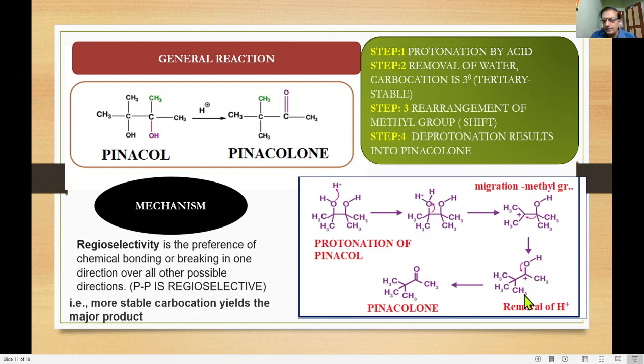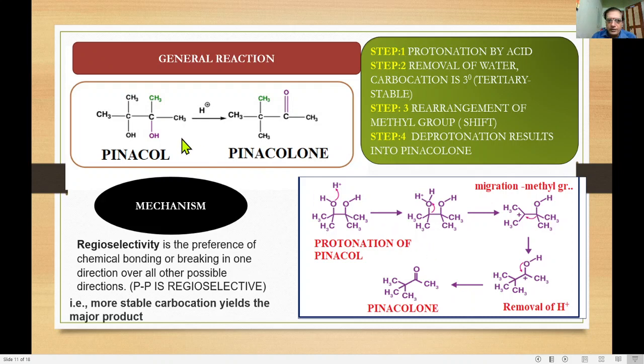So as a result, we are getting a tertiary carbocation here. This is more stable than this one. After this carbocation is formed, deprotonation of the OH group here is the fourth step. So the deprotonation takes place. The OH bond here goes to the carbonyl carbon to make a pinacolone, by loss of H plus.